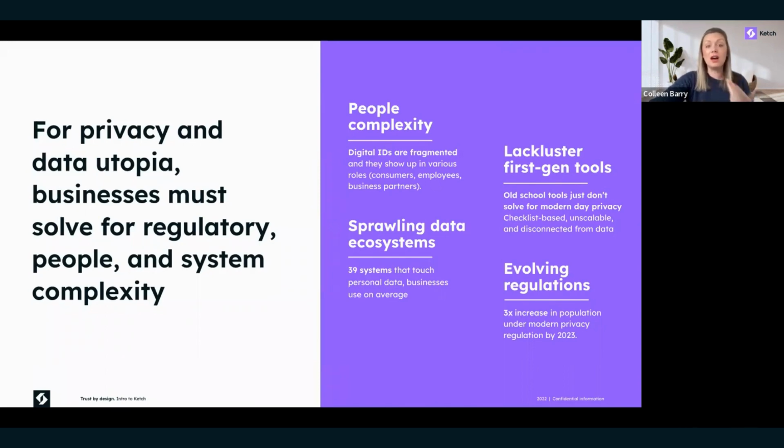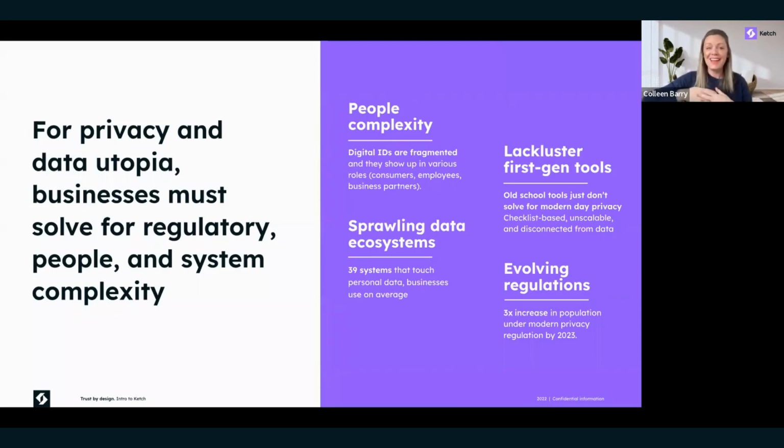So we see a lot of regulatory complexity that we're all familiar with, right? Growing across the globe. Although many regulations have elements in common, there are small differences that require more programmatic solutions. People complexity is huge, both internally from a stakeholder standpoint of the people involved in a privacy program, but also externally, right? Our consumers have multiple digital IDs, different data subject roles, and DSARs, again, are a great example of how do we connect all those things to make sure that we're accurately reflecting consumers' choices in our systems.